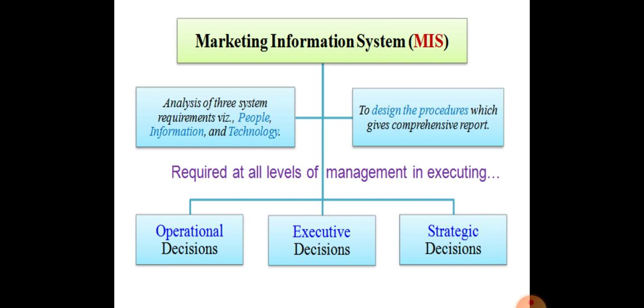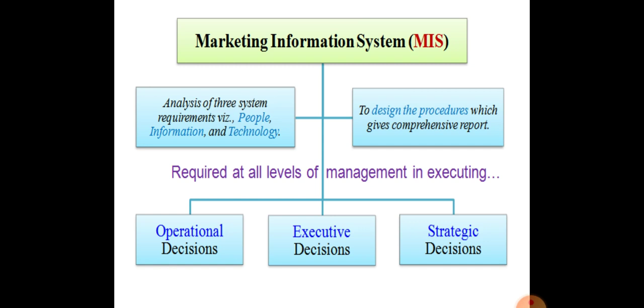Let's see, there are two upper boxes: analysis of three system requirements, like people, information and technology. So we are trying to analyze what our requirements are about people, information and technology. Then we design the procedures which give a comprehensive report. When we have collected data and information, we have to decide what procedure we are going to follow and make the report. After that, three types of decisions are required at all levels of management in executing. Top level, middle level and lower level, all three levels implement this decision making process.